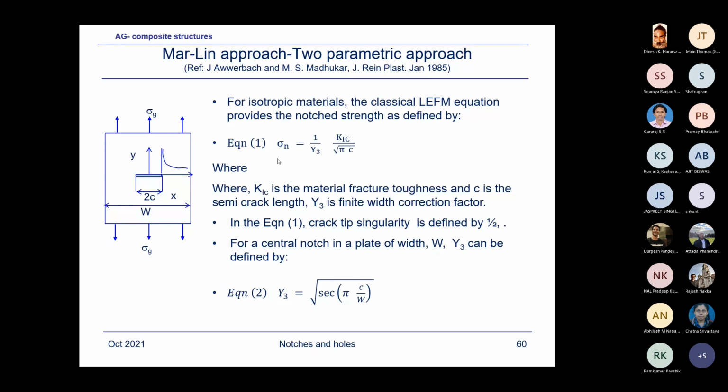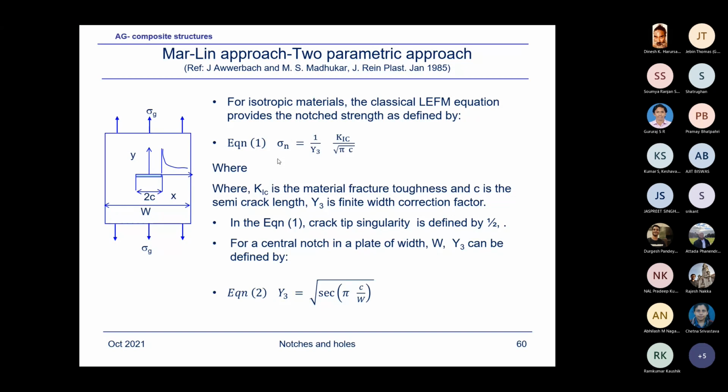Okay, Mar-Lin approach, a two-parameter approach. Now we discussed so far the point stress criteria, but there's another approach which is very commonly used instead of point stress. The approach given by Professor Mar and Lin. Lin was a student at MIT long back. So what this criterion defines, we'll discuss here.